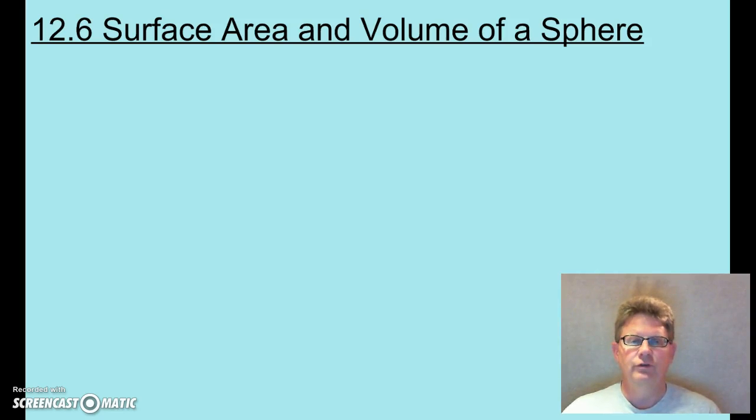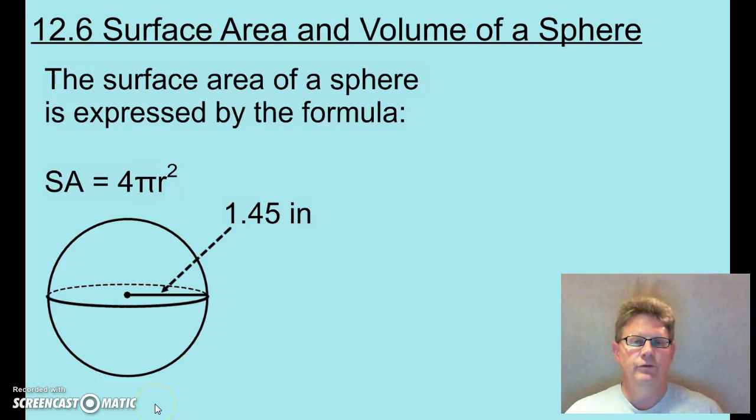So let's look at the surface area of a sphere. The surface area of a sphere is expressed by the formula surface area equals 4 pi r squared. So I would like you to set up the formula and solve and see if you can find the same volume that I do. So go ahead, set it up and go.